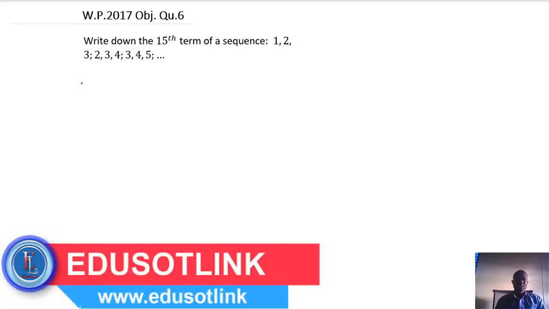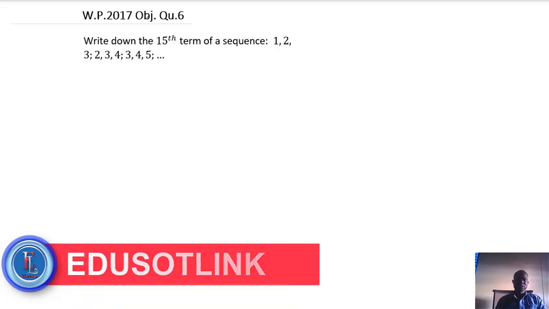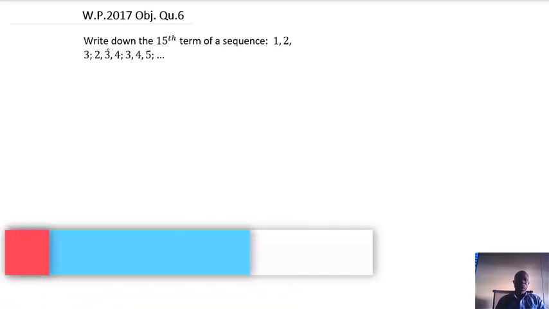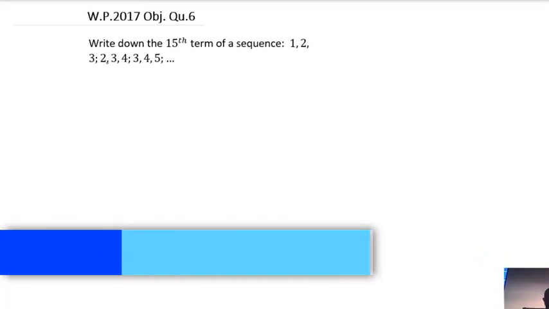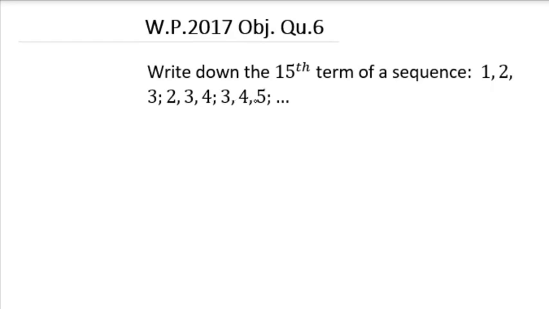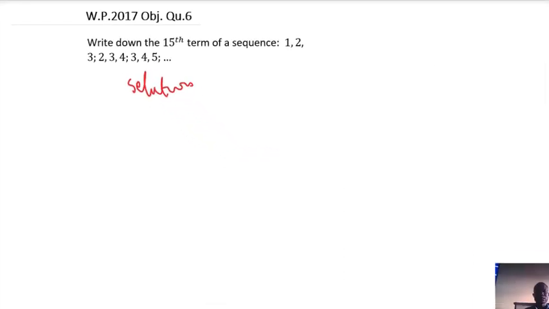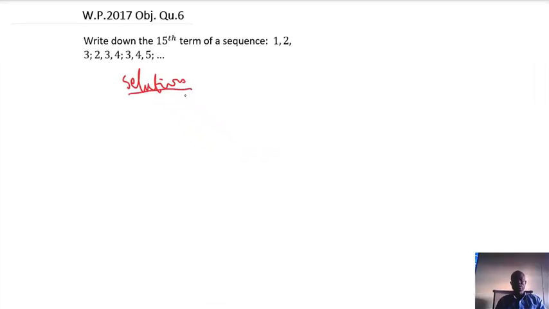Today we are going to do WASSCE Private 2017 objective question number 6. Write down the 15th term of the sequence 1, 2, 3, 3, 2, 4, 3, 4, 5 and so on. So here, let's see the sequence so that we learn how to write the 15th term of this sequence.